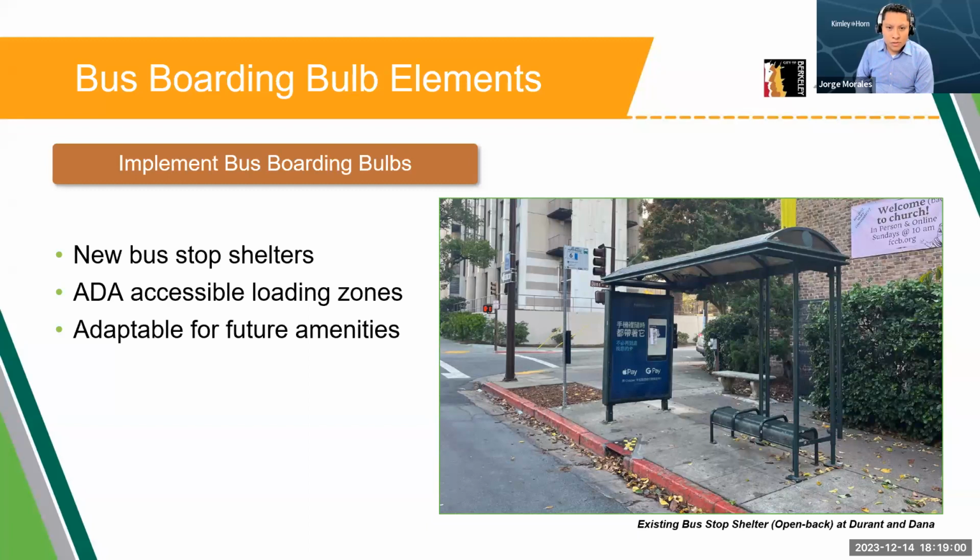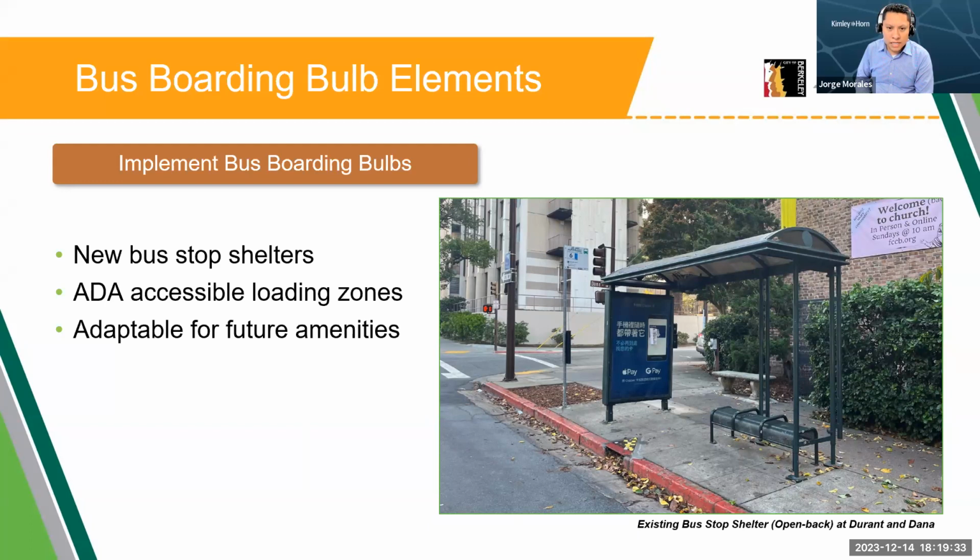The bus bulbs will also include accessibility features such as a level 5 foot by 8 foot loading area adjacent to the curb with 2% maximum cross slopes to allow buses to extend the ramp to load people with mobility impairments. The near level loading areas will be at the front of the boarding zone and accessible from the transit shelter and adjacent sidewalk. The bus bulbs at the intersections of Dana Street and College Avenue will provide an additional level loading area to accommodate the loading of passengers for two buses at the same time.